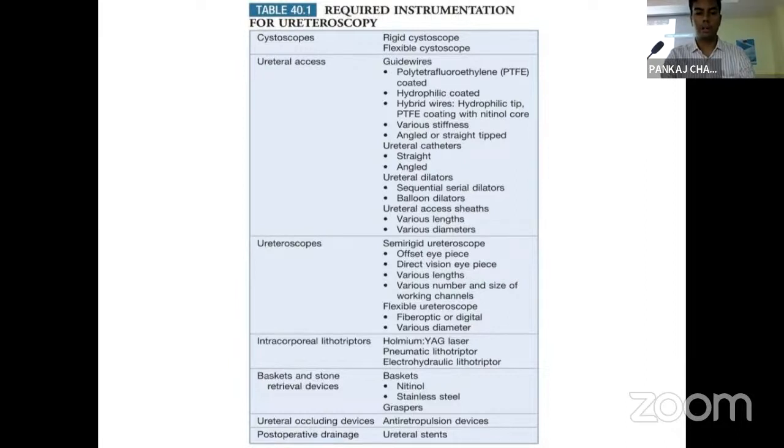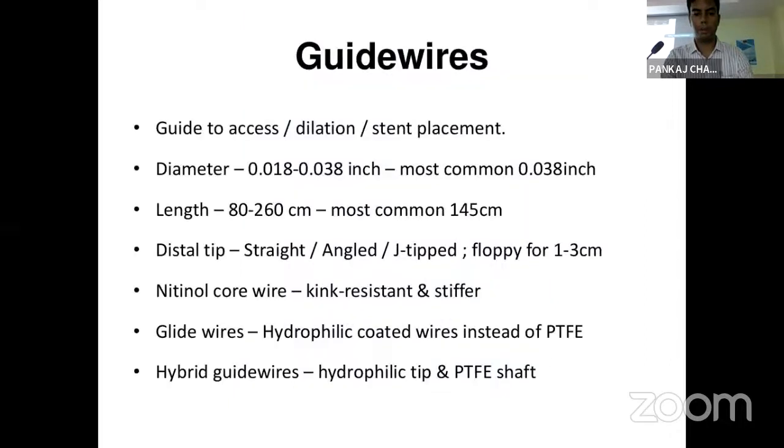Basket and stone retrieval devices may be baskets, made of nitinol or stainless steel, and graspers. Ureteral occluding devices, anti-retropulsion devices, and post-operative ureteral stents are also there. Guidewires are used to guide access, dilatation, and stent placement.